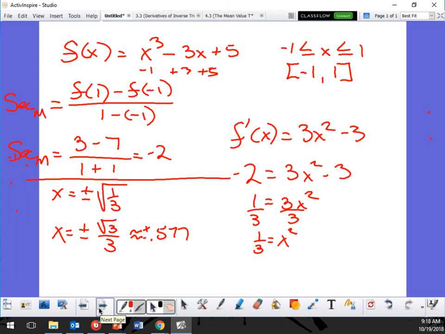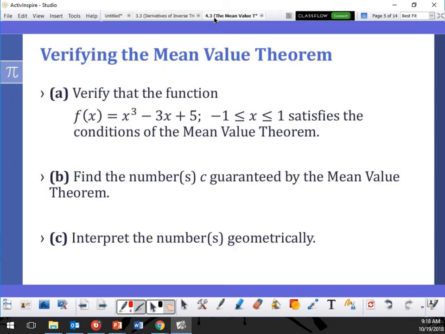All right, let's go back to here. Find the number C guaranteed by the mean value theorem. We did find the C, right? And interpret the numbers geometrically. Because of that, it was in between my two intervals. That means since I have two of them, that is equal to that value.